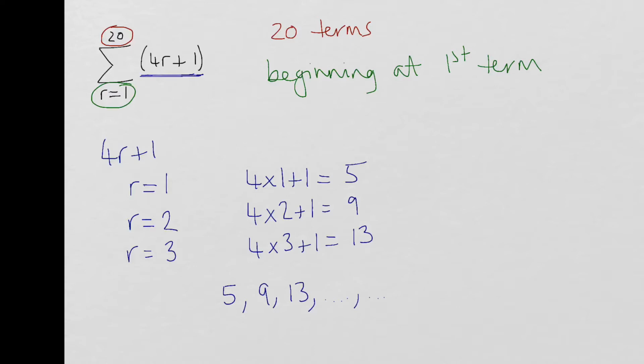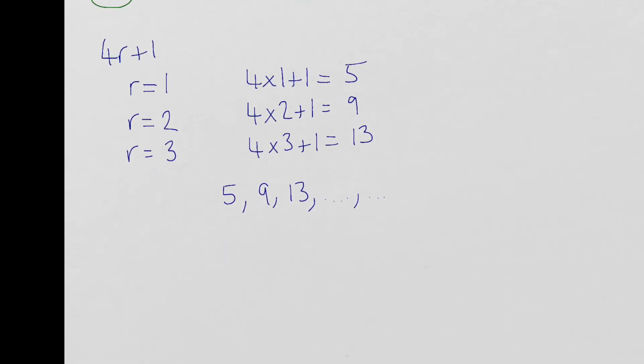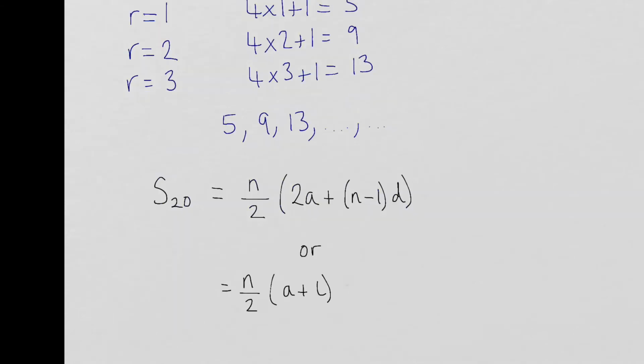So if I wanted to find the sum of the first 20 terms, I am basically looking to do this, the sum of the first 20 terms. For the formula, I'll just pop that in. So here you've got your two different formulas for an arithmetic sequence. You can use the first one when you don't know the value of the last term, or if you know the value of the last term, you can use this shortened version.